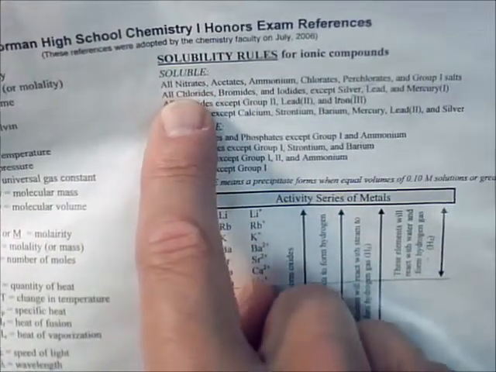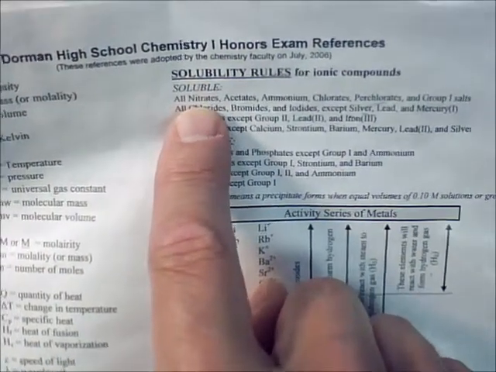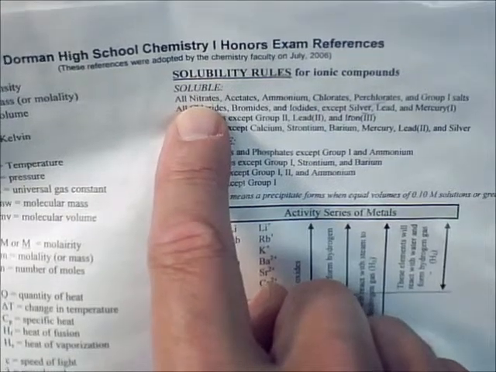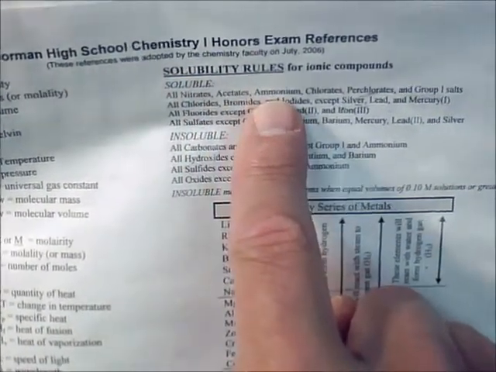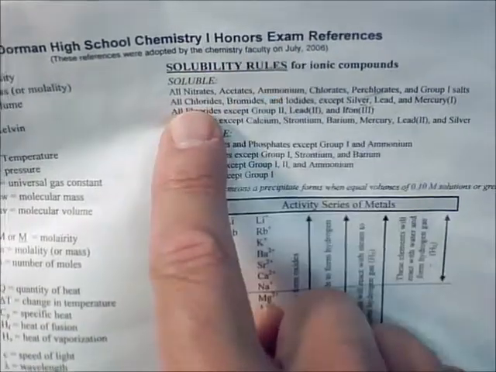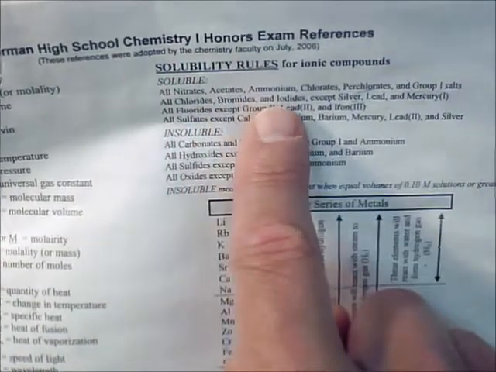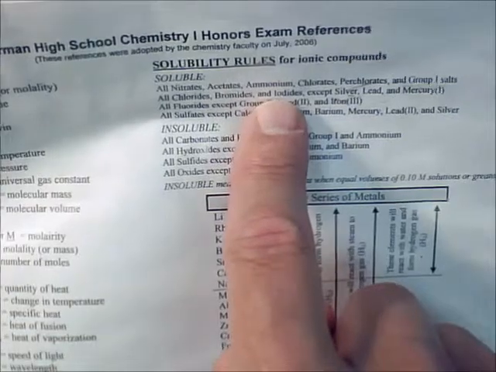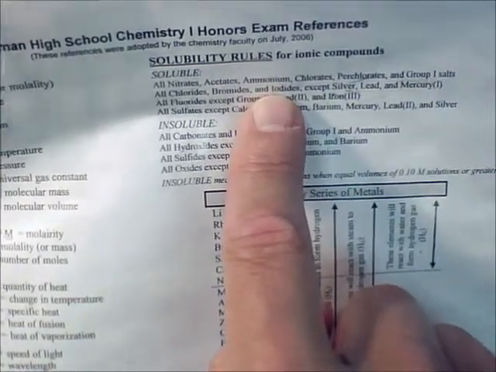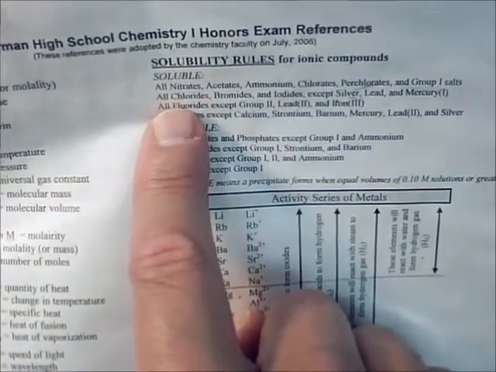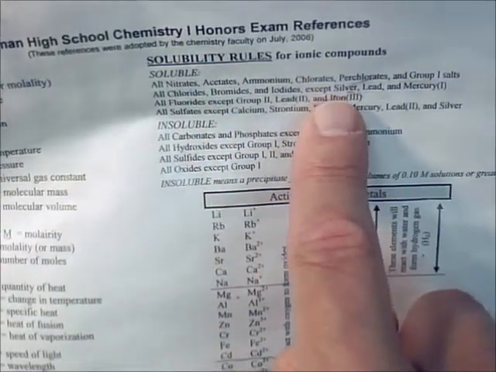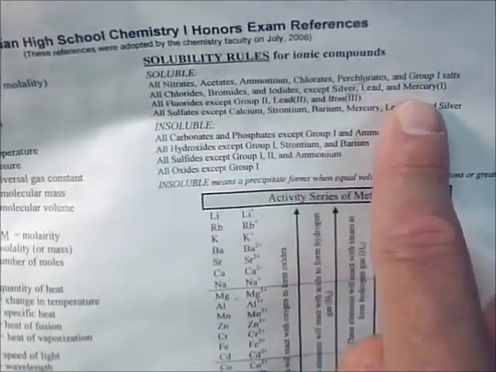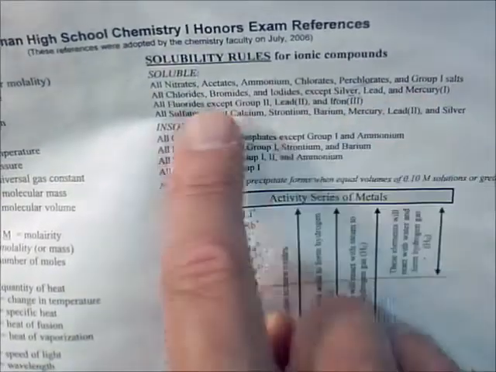What it says here is that all compounds in which nitrate is part of the formula, those are all soluble. Acetates are all soluble. Ammonium compounds are soluble, and so forth. But it also has things like chlorides, bromides, and iodides, which are soluble, meaning they'll dissolve in water, unless the chloride, bromide, or iodide is bonded with silver or lead or mercury 1. So there are some exceptions to them being soluble.